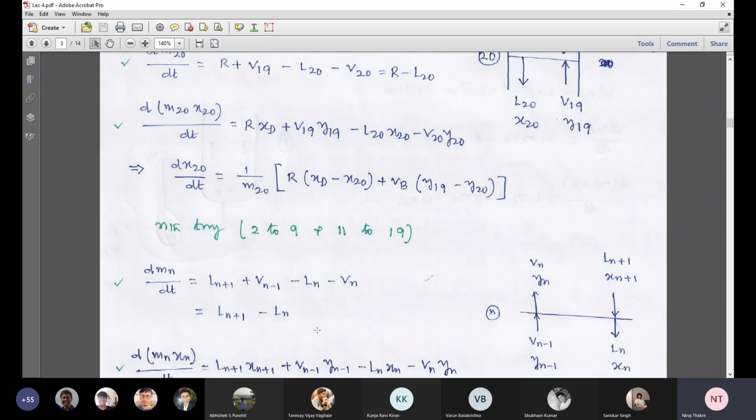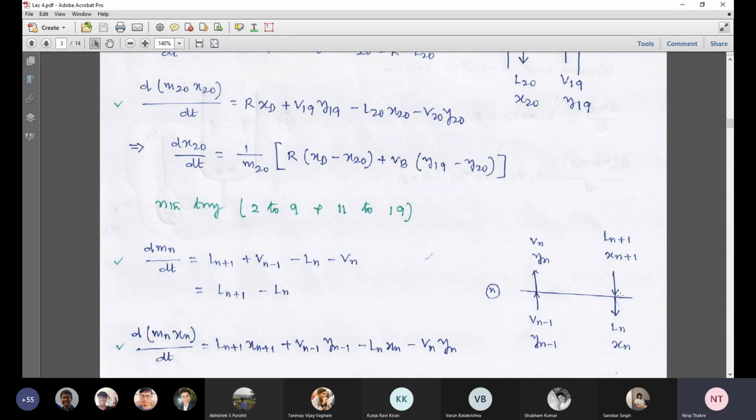So let us consider this as nth tray. Nomenclature, what is written here is quite obvious. And I think there is no difficulty to understand the total and component mole balance. You see, it is quite straightforward to write the total mole balance and component mole balance equation for a typical nth tray, which is a generalized tray.